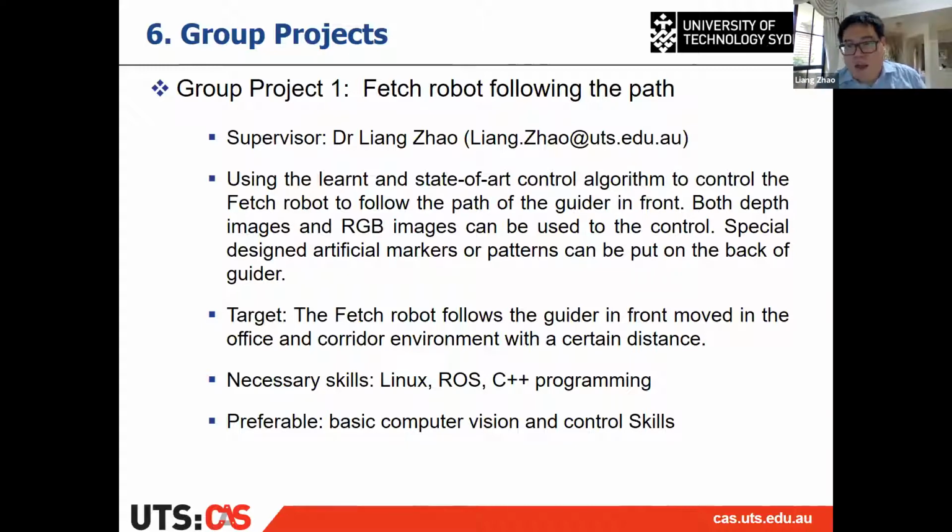So suppose a person is the leader. If the person moves forward, the fetch robot will follow forward. And if the person moves backward, then the robot will move backwards. And if the person turns left, the robot will turn left as well. And for all these kinds of functions, the robot needs to keep a constant distance to the guider or the leader. In this case, you can use any of the sensors on the robot. So you have the flexibility to use any of the sensors on the robot.